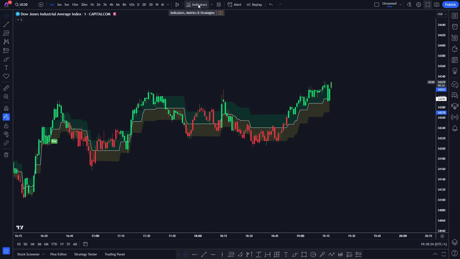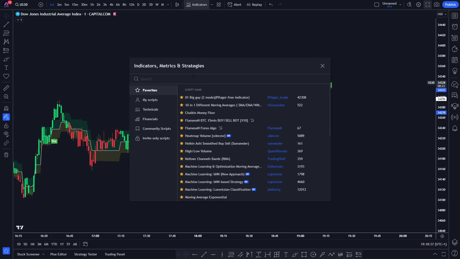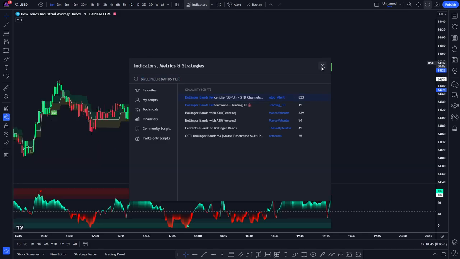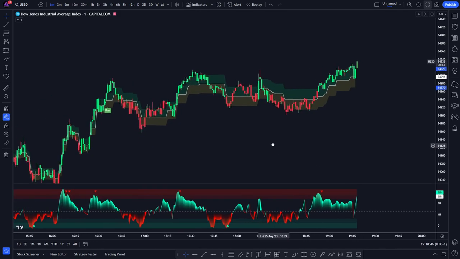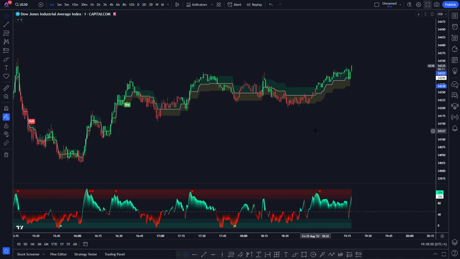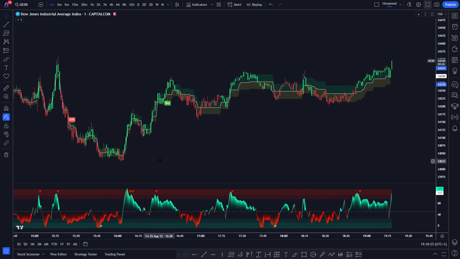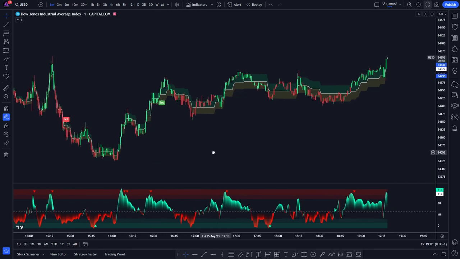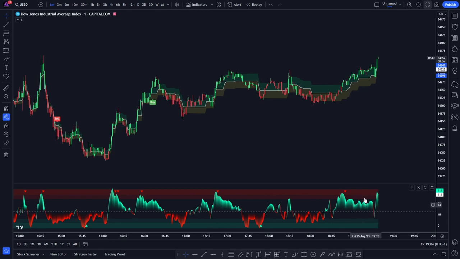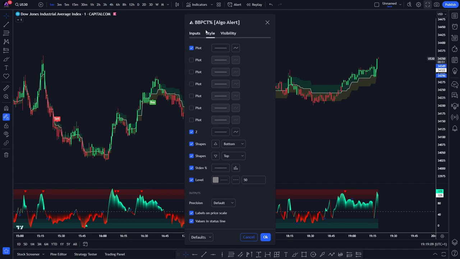So head on up to the indicator search tab again, and you are going to be typing in Bollinger Band's percentile. Select this one here, created by Algo Alert. This indicator not only aids in identifying optimal entry and exit points, but also facilitates in risk management. Monitoring the Bollinger Band's percentile enables you to gauge stock volatility and tailor your trading strategy accordingly. Thus, whether you are an experienced or beginner trader, the Bollinger Band's percentile indicator has the potential to revolutionize your market analysis. Regarding this indicator, certain adjustments are necessary.